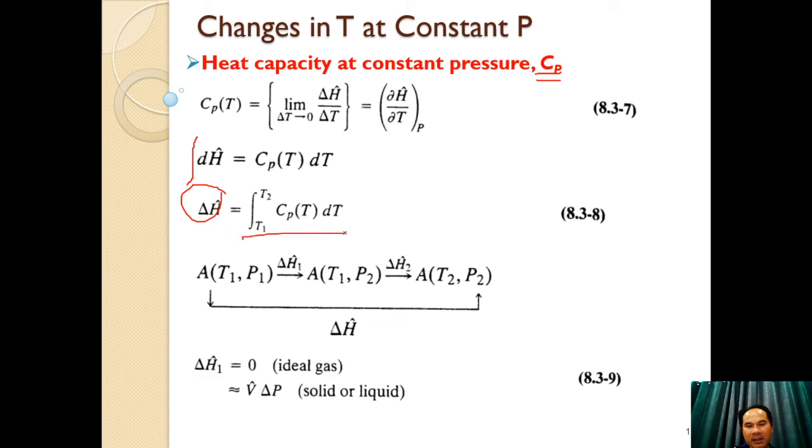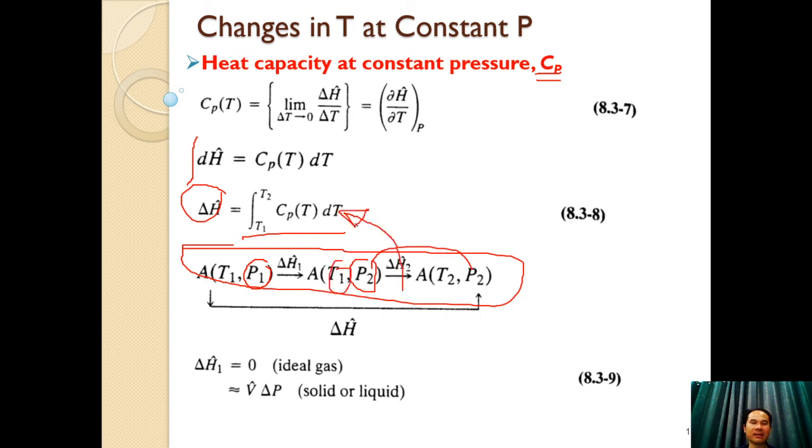For this case, we separate it into two steps. From state A at T1, P1 to A at T1, P2 is a pressure change at constant temperature, delta S1. And from A at T1, P2 to A at T2, P2 is a constant pressure change in temperature. This is called for Cp. For this case, we consider the first one, delta S1, at constant temperature with pressure change.